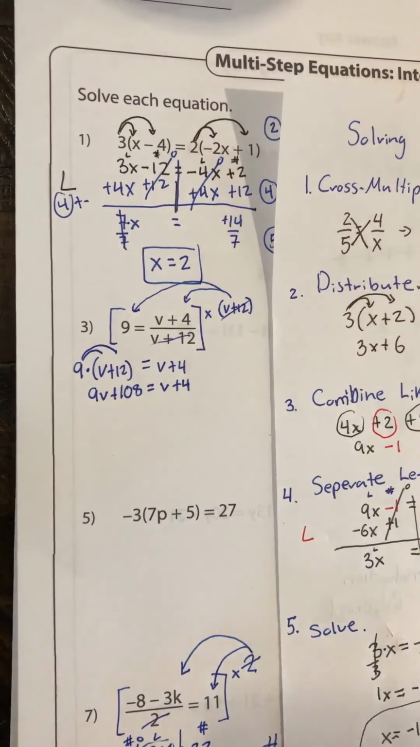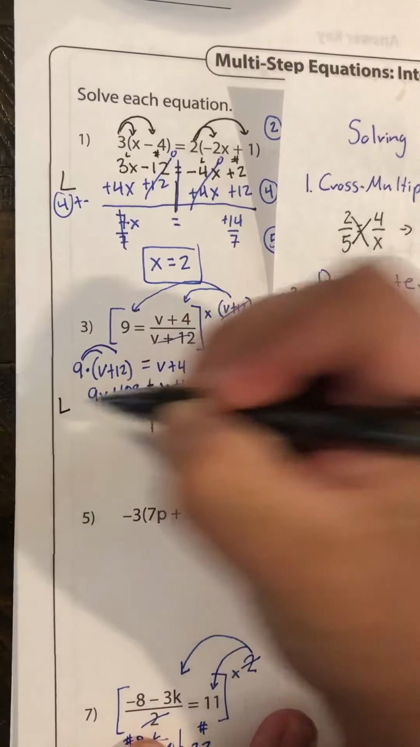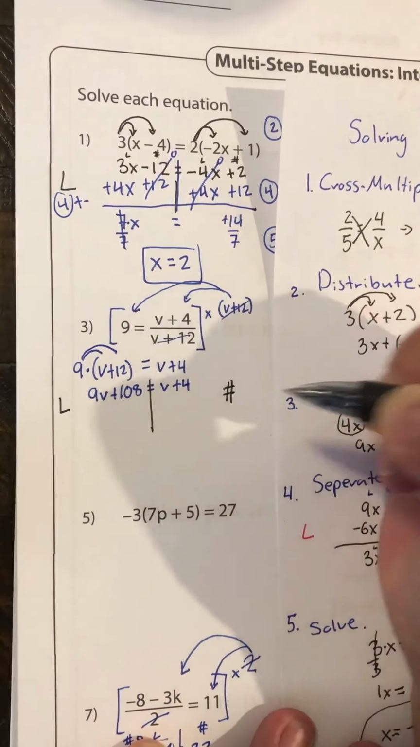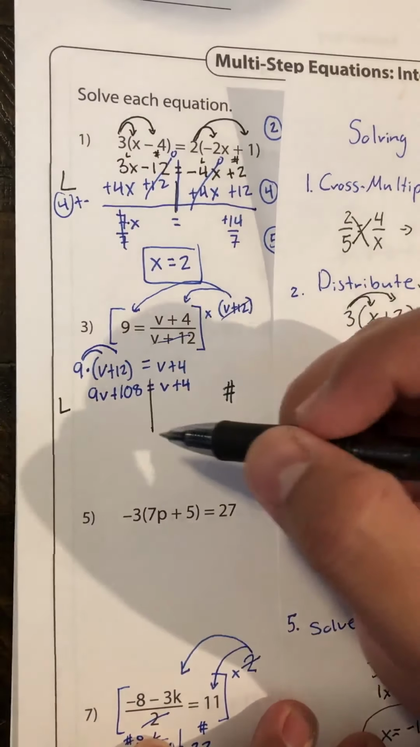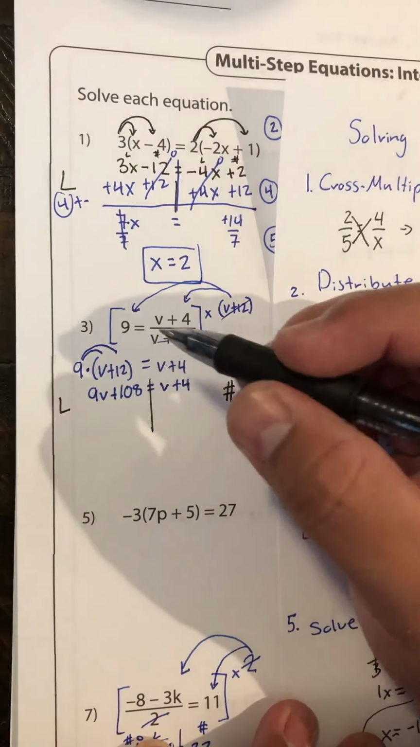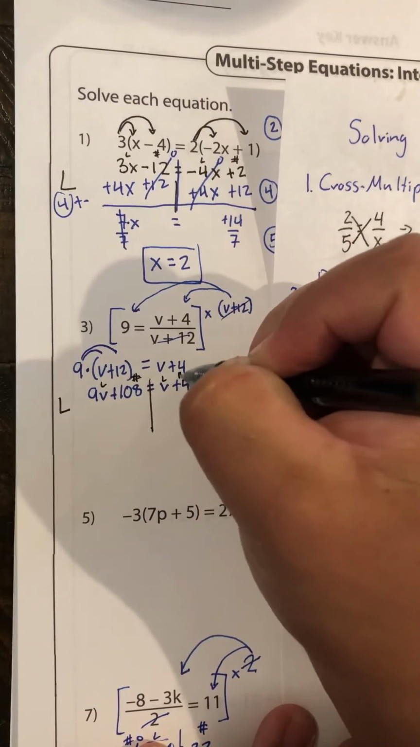So what we're going to do is separate. This is where I'm going to draw my line. I'm going to make the left my letter side and the right my number side. I could have done it backwards, but I just thought that this is probably a little bit better. So this is a letter, this is a number, this is a letter, and this is a number.